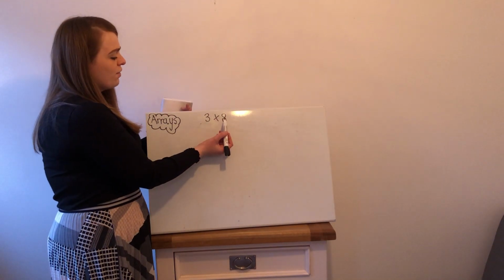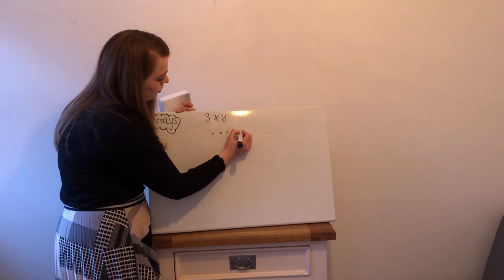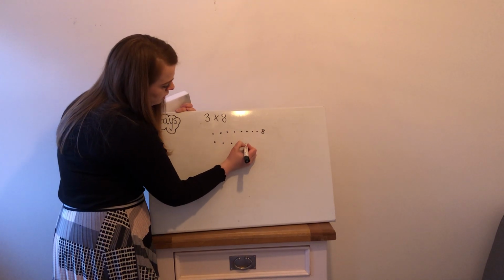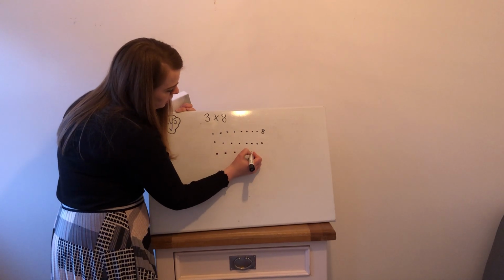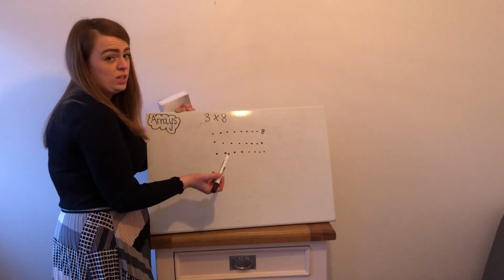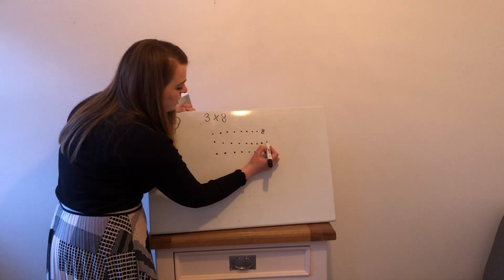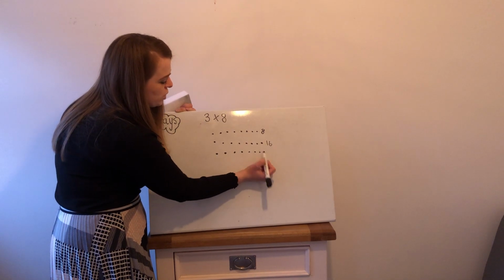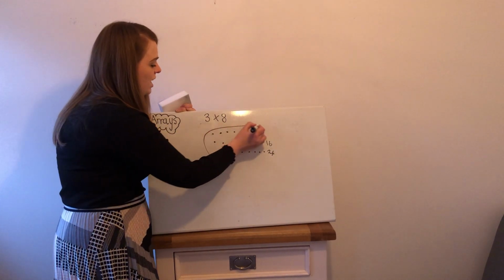So I'm going to have 3 rows of 8. So there's my first row of 8, my second row of 8, there's my third row of 8. So I know that this first row is 8. So I'm going to count on 9, 10, 11, 12, 13, 14, 15, 16, 17, 18, 19, 20, 21, 22, 23, 24. And as I said, boys and girls, you can draw arrays in 2 different ways.